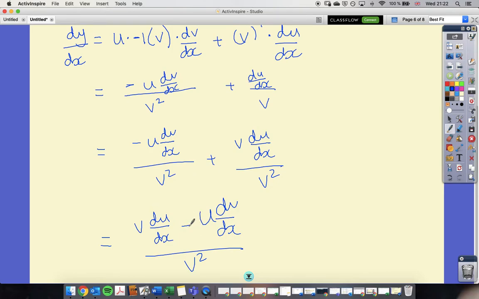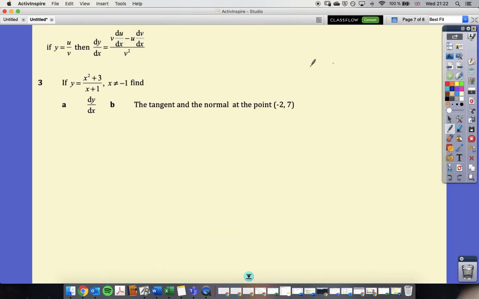One thing to note with the quotient rule is the order matters that you do these in now because of this negative. The product rule, it didn't really matter which way we did it. The quotient rule, we have to be a little bit more careful. So let's look at applying the quotient rule to this third example.